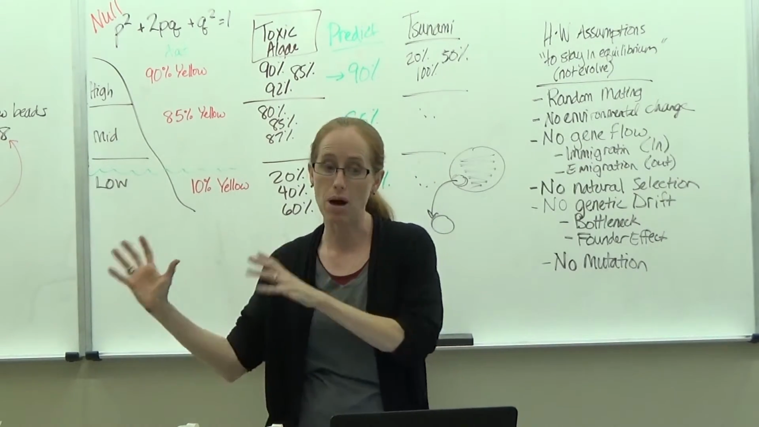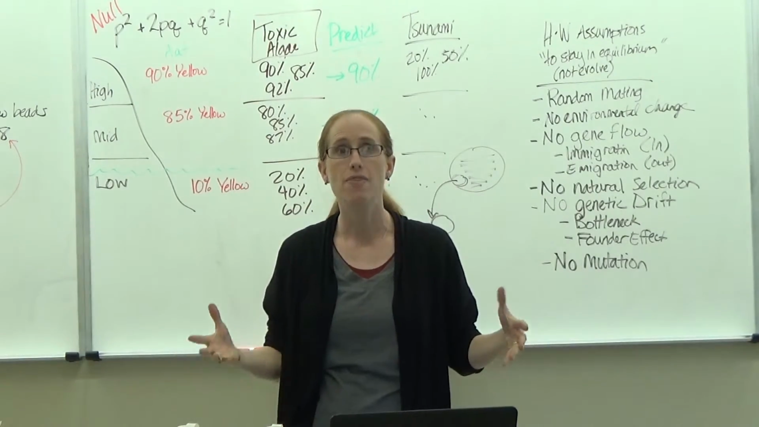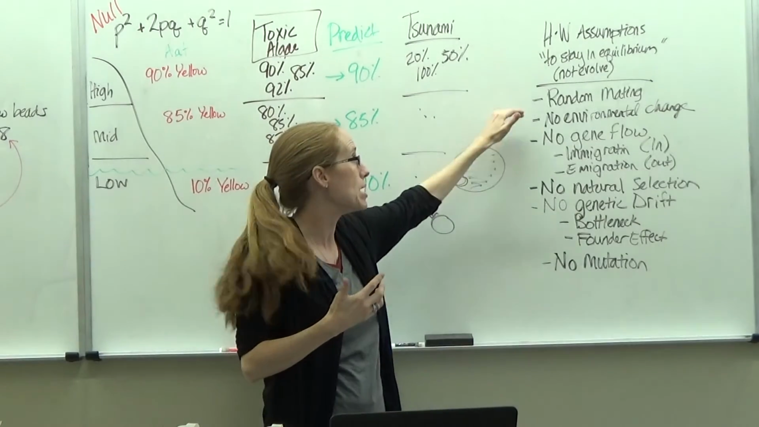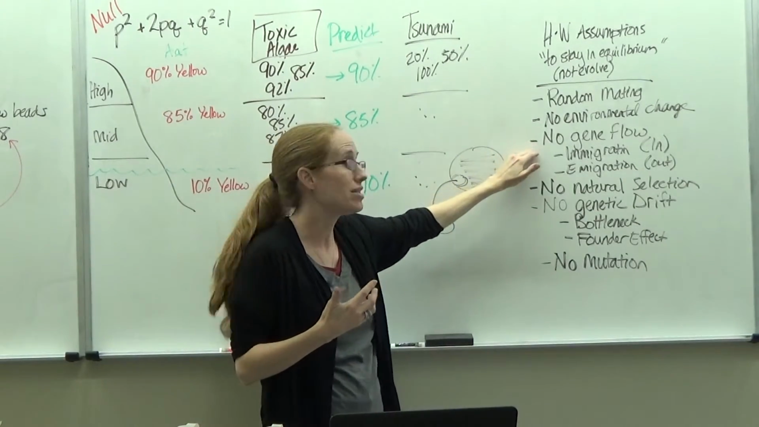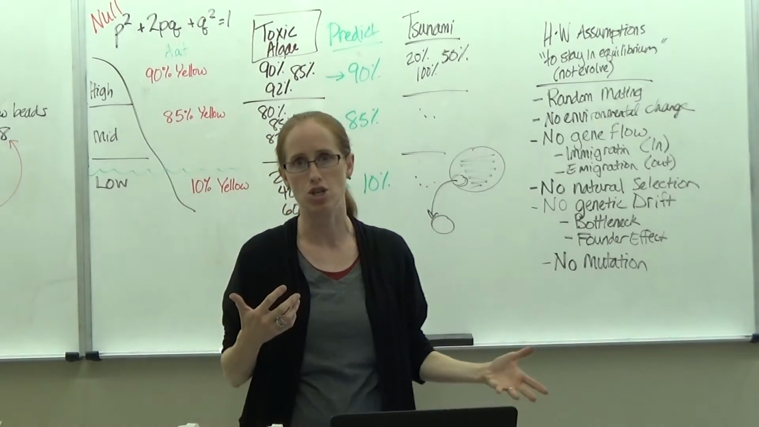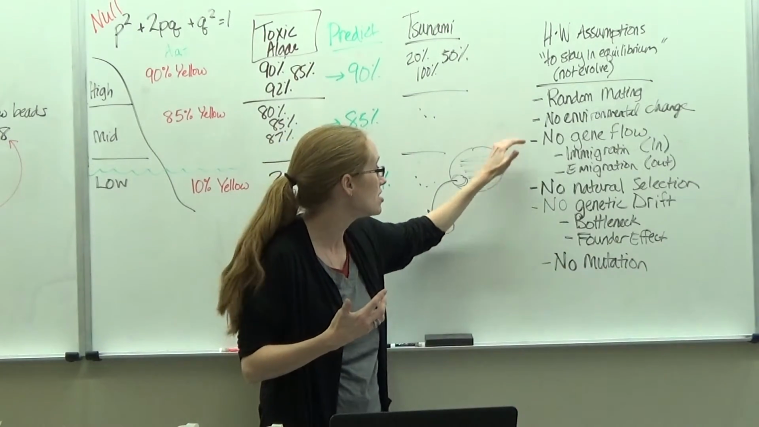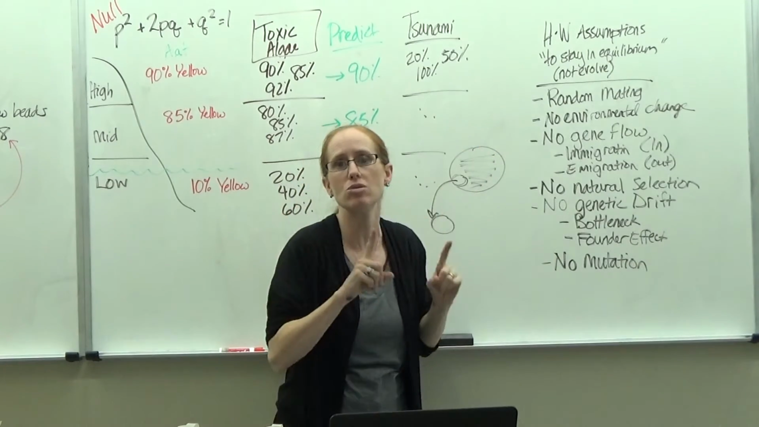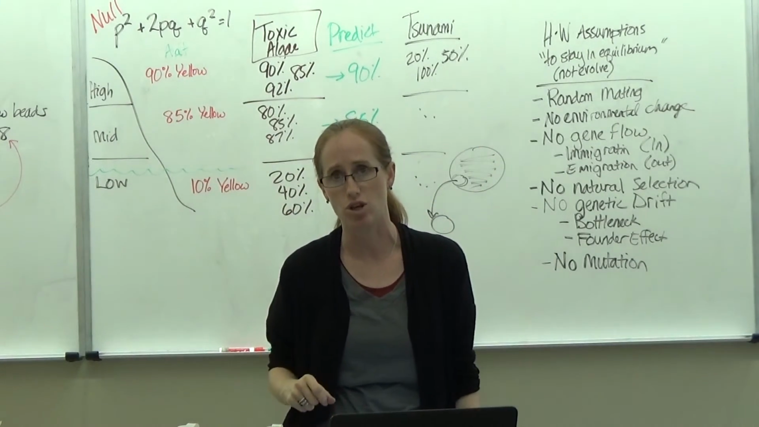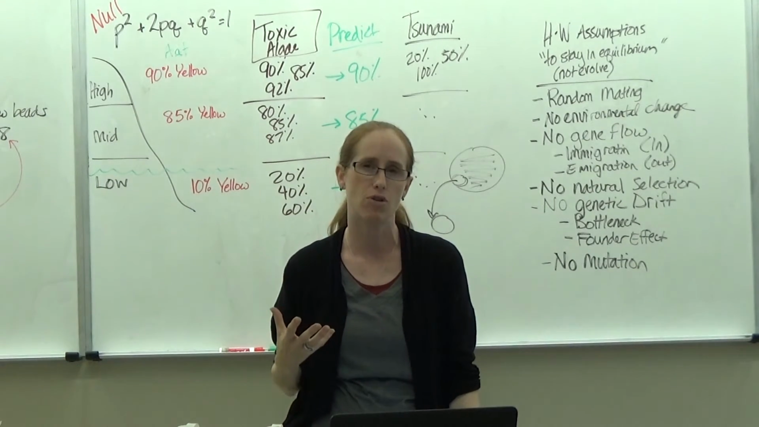But if you see that your population does not fit this model, then you can start making hypotheses about, well, maybe there's non-random mating going on. Maybe the environment has changed. Maybe there's some gene flow. Maybe there's natural selection or genetic drift, or maybe there's been a mutation. So these are hypotheses that you can test once you see that your population does not fit the null, does not fit the baseline or the control. Okay? So that's the purpose of the Hardy-Weinberg equation.